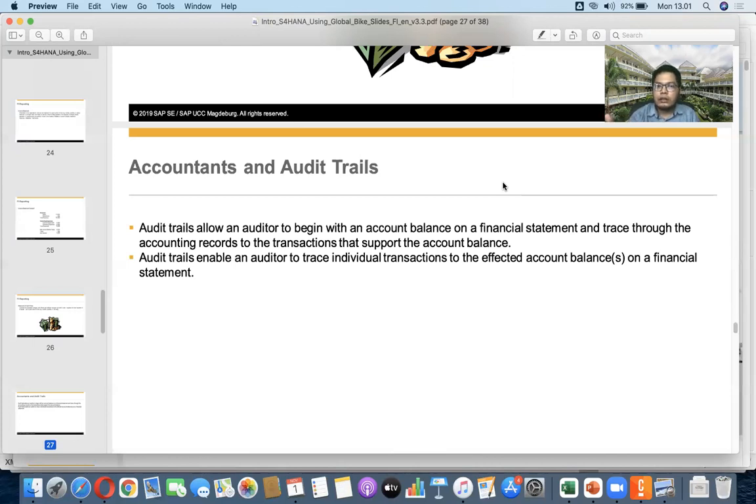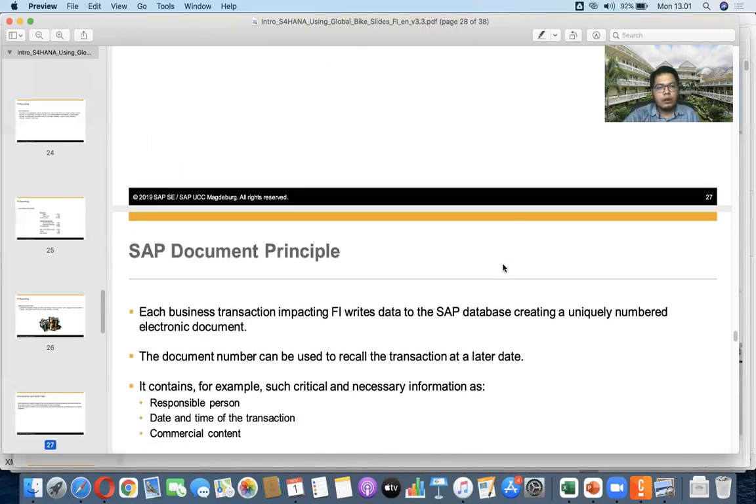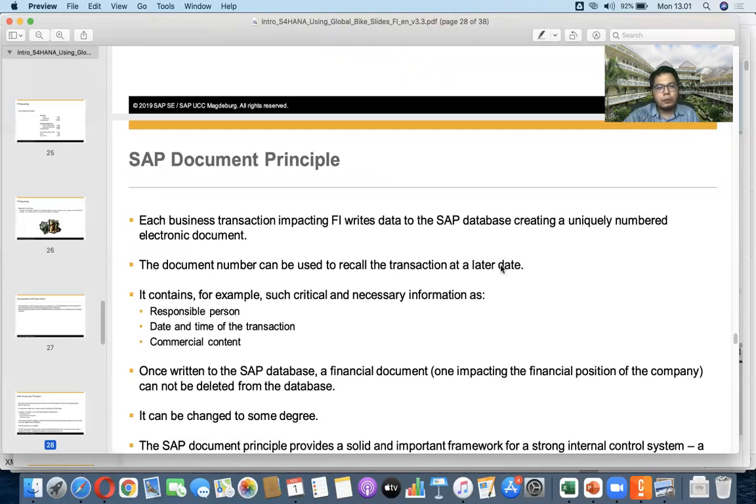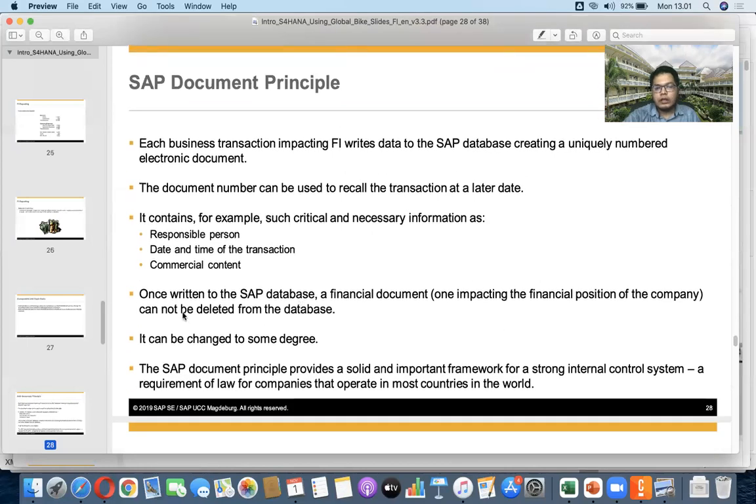Basically, using that, it's easy to do an audit related to this company. Once written to the SAP database, a financial document cannot be deleted. This is important. It can be changed to some degree, but it can never be deleted. So for audit, this is really good.